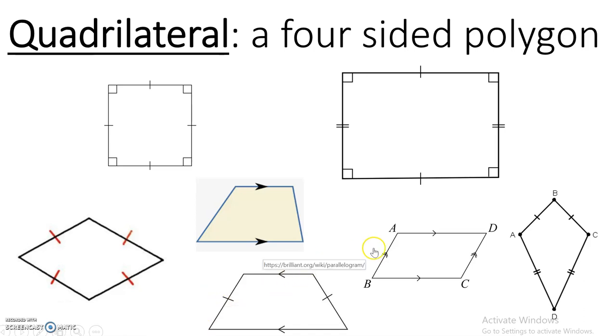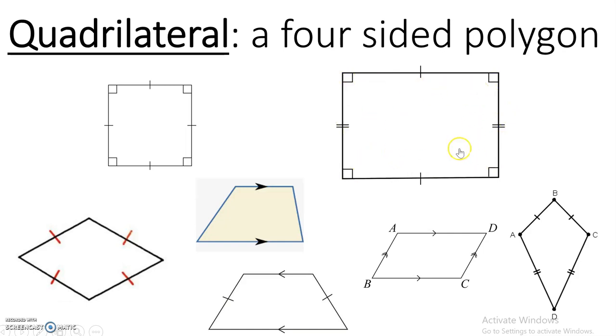And then next, if we were to look at this figure, you're going to notice those arrows coming up again. So one set of sides is parallel, and then the other set of sides is parallel. We call that a parallelogram. If you happen to have 2 sets of sides that are parallel, and then also 2 sets of sides that are congruent with right angles, we will call that a rectangle.